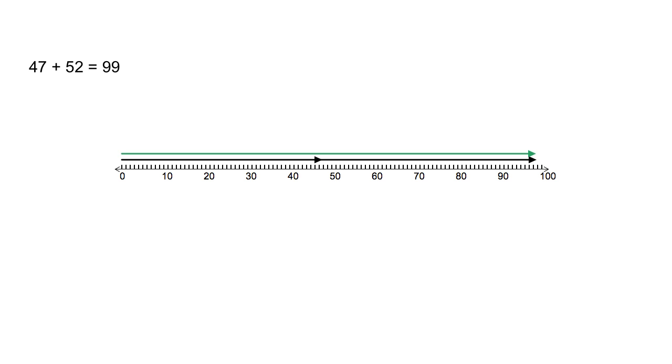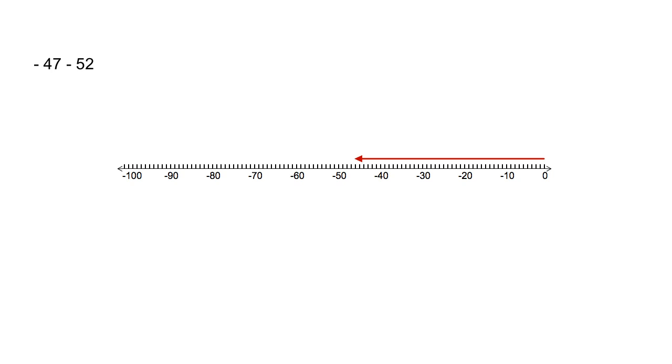Now, let's consider a larger sum. Think of this as starting at 0 and going 47 steps to the right, and then continuing 52 more steps. This would be the same as starting off at 0 and just going 99 steps to the right. In essence, this is how sums work.